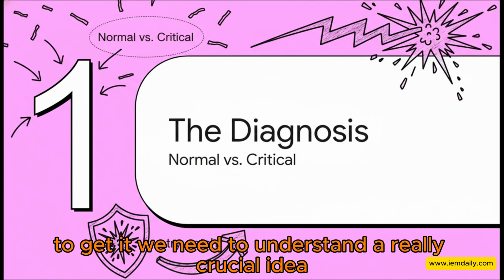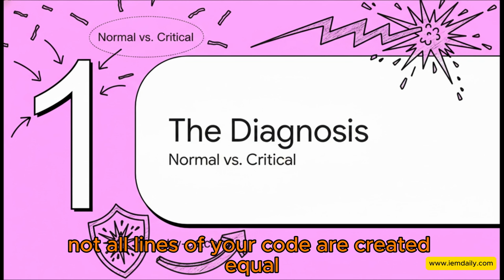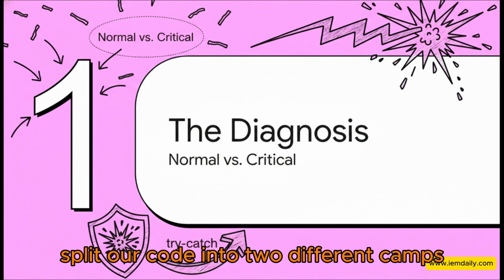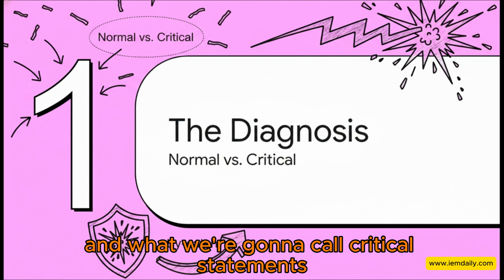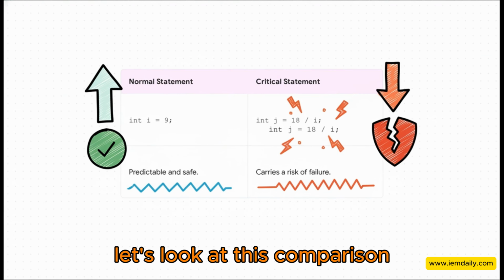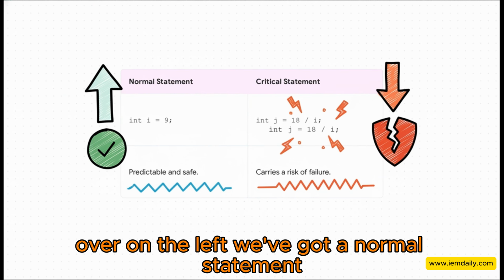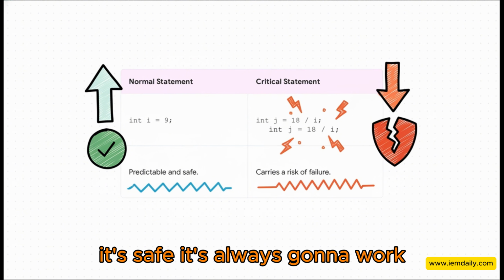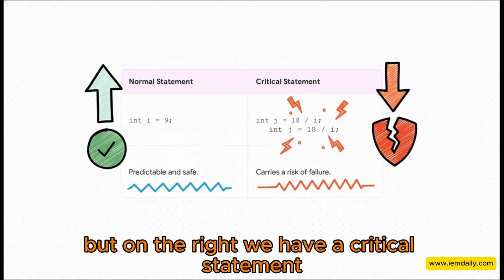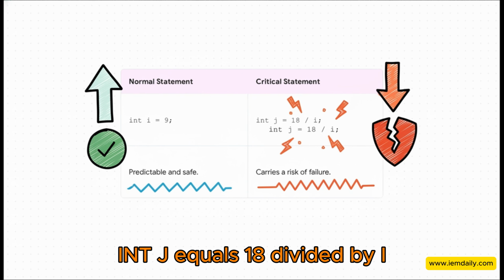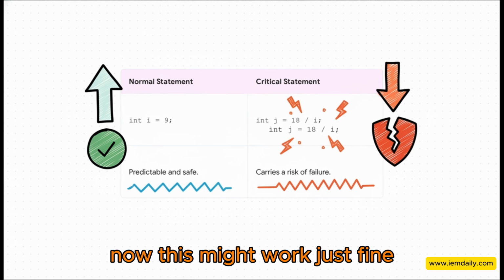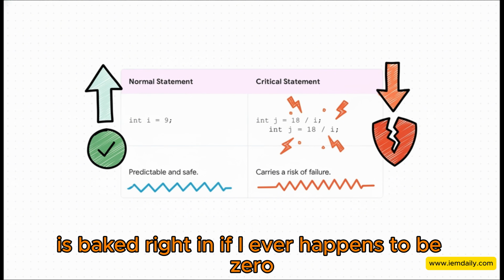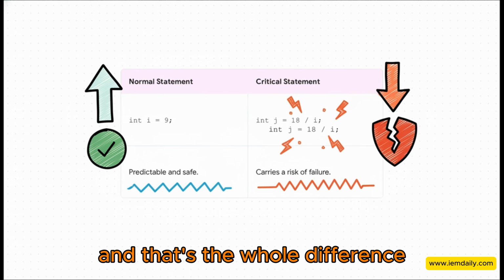To get it, we need to understand a really crucial idea. Not all lines of your code are created equal. We can basically split our code into two different camps: normal statements and what we're going to call critical statements. Let's look at this comparison. Over on the left, we've got a normal statement. int i = 9. It's totally predictable, it's safe, it's always going to work. But on the right, we have a critical statement. int j = 18 / i. Now, this might work just fine, but it carries a huge risk. The risk of failure is baked right in if i ever happens to be 0. And that's the whole difference.